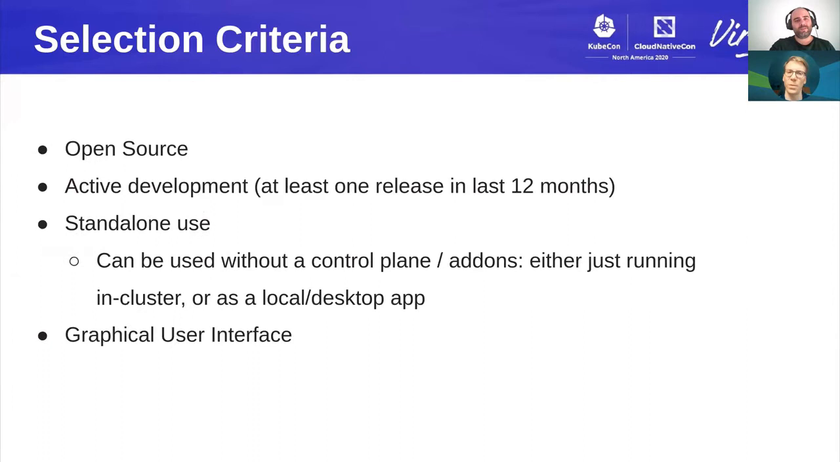We had to have some criteria in selecting those projects. They have to be open source projects. They have to be under active development, so that means they had a release in the last 12 months. They have to be usable standalone, so not needing add-ons or a control plane. They can run either locally or in cluster, but they have to be standalone, and they have to have a graphical user interface.